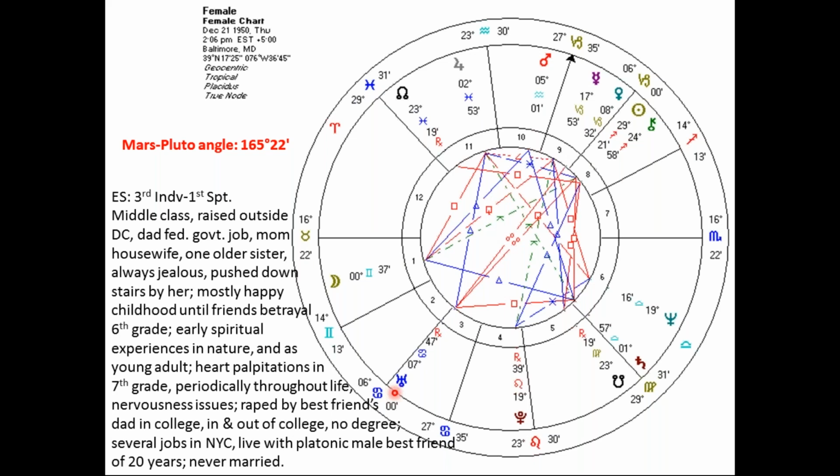Again, the contrast would be as if there were no planets in Leo or Aquarius. The contrast would be if the rulers, the Sun and Uranus, didn't have any aspects, weren't part of the karmic axis.